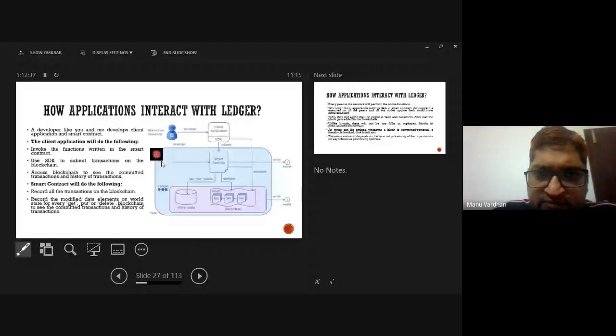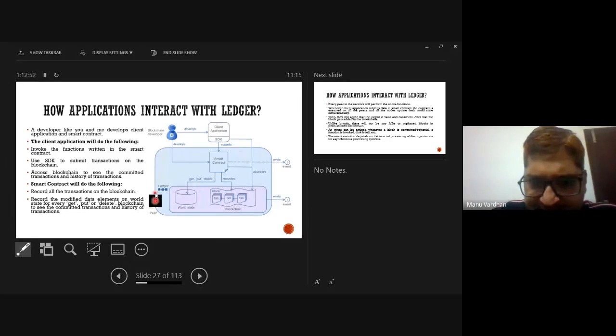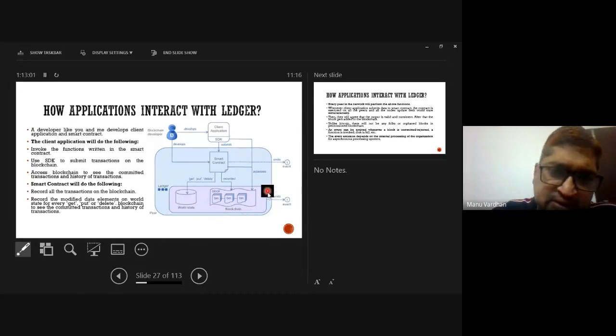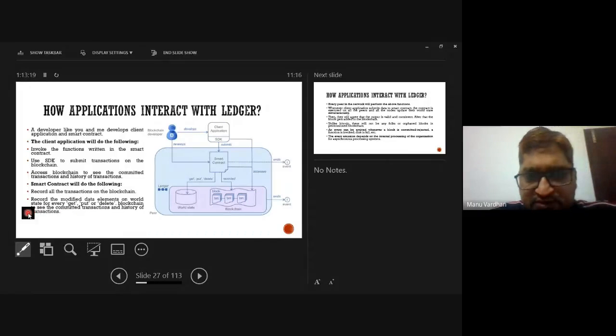So we will have some client application that is developed by the blockchain developer. Using that client application, we can access this blockchain, and we can access the ledger, and we can see the history of all the transactions, whatever is being done by us. And the developer also develops the smart contract. So it records all the transactions on the blockchain and records the modified data element on the world state for every get, put, and delete.